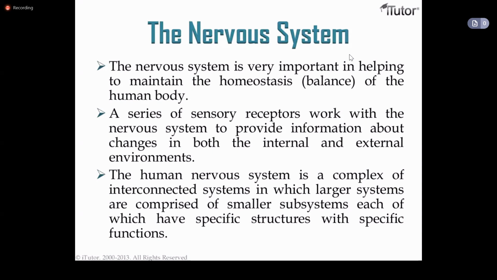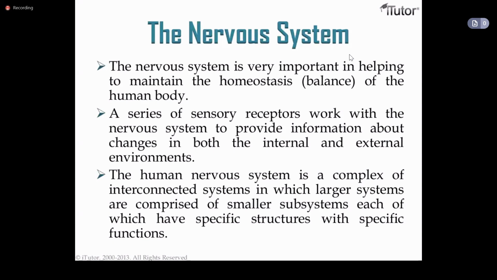A series of sensory receptors work in the nerves. The nervous system provides information about the changes, both internal and external. External changes include humid or hot conditions, all weather conditions, or any disasters. Then, immediately, the internal changes in the body pass on to the next step. All these things are communicated to the nervous system.